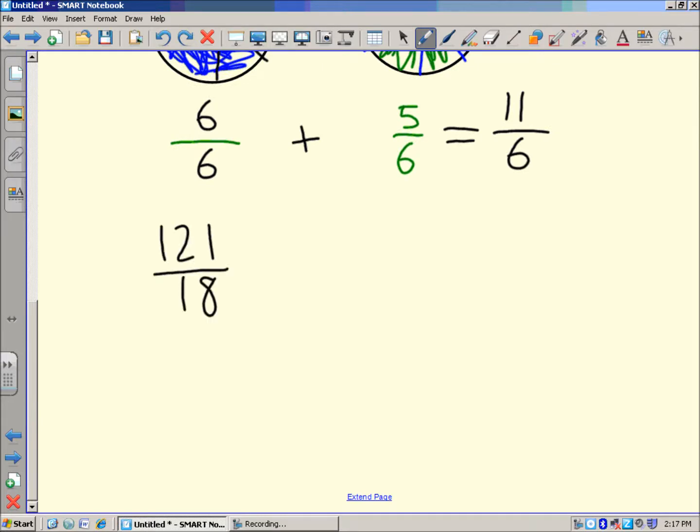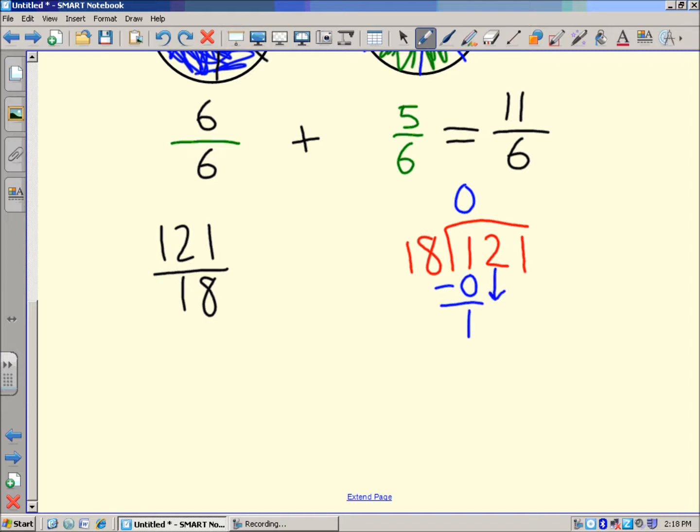121/18. You can read every fraction as a division problem, so it would be 121 divided by 18. So now you can think of yourself, 18 goes into 121 how many times? Well, 18 doesn't really fit into 1. So that would be like 0 times. So 0 times 18 would be 0. You can go through these steps.